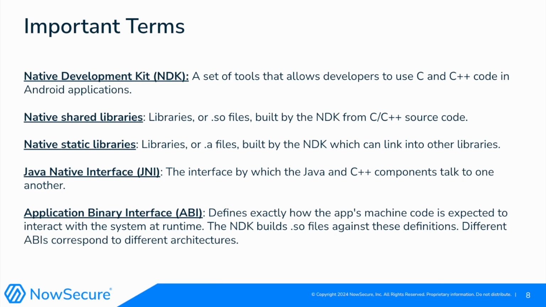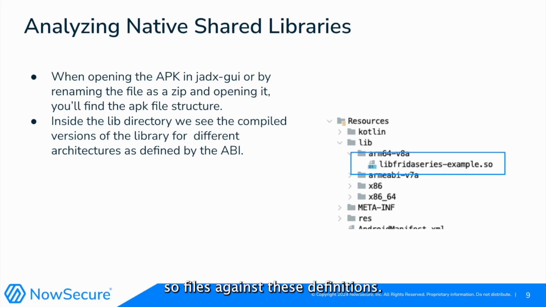And finally, the Java Native Interface, or JNI, is the interface by which the Java and C++ components talk to one another. We can't forget the Application Binary Interface, or ABI, which defines exactly how the app's machine code is expected to interact with the system at runtime. Now, the NDK builds .so files against these definitions. Different ABIs correspond to different architectures.